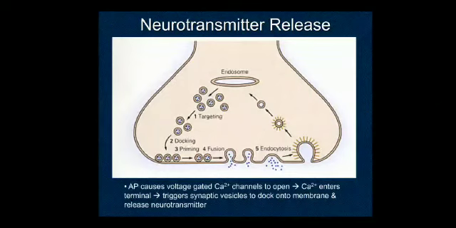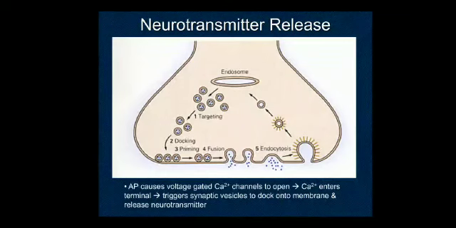So these open up the release sites, and when the release sites open up, the vesicles which contain the neurotransmitters will be poured out through the release sites. So it will be released into the synaptic cleft. So this is the mechanism of the release of neurotransmitters.